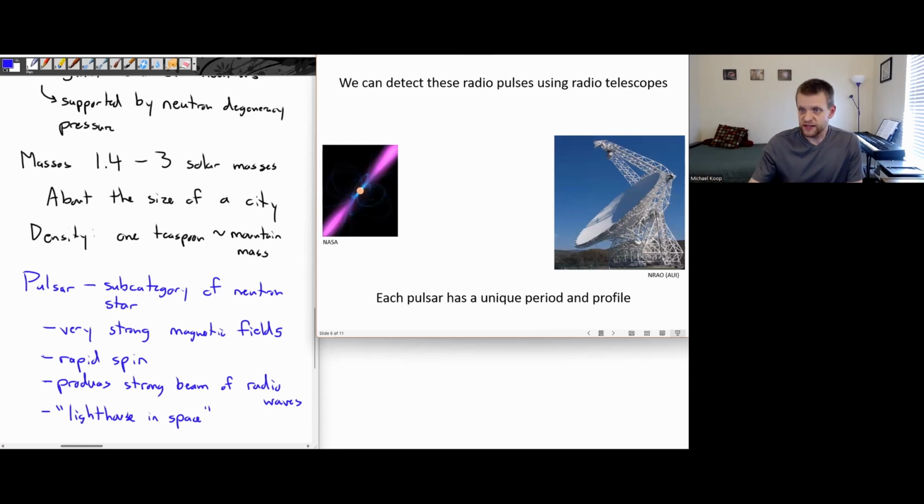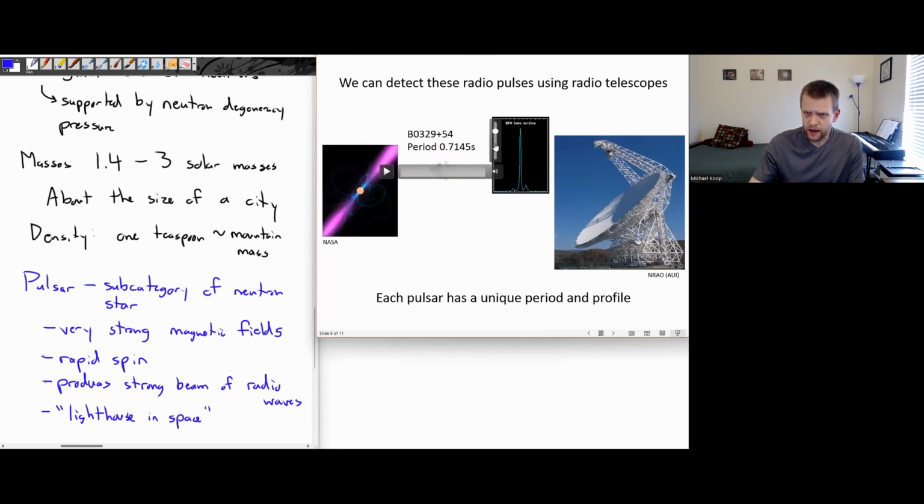So again, when we detect these pulses using radio telescopes, I'm hoping that the sound is going to show up okay on here. If you have headphones on, you might want to take those off in case I don't have the volume level right. But this is the radio signal from one of these pulsars sent through a speaker. Again, what we are receiving is a form of light, radio light, but we're changing it into a sound file to kind of represent that. So this is what it sounds like.